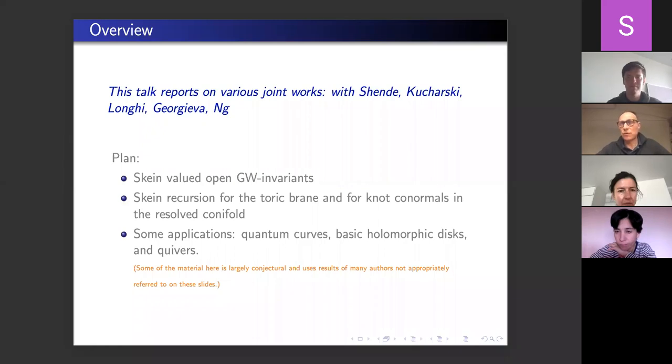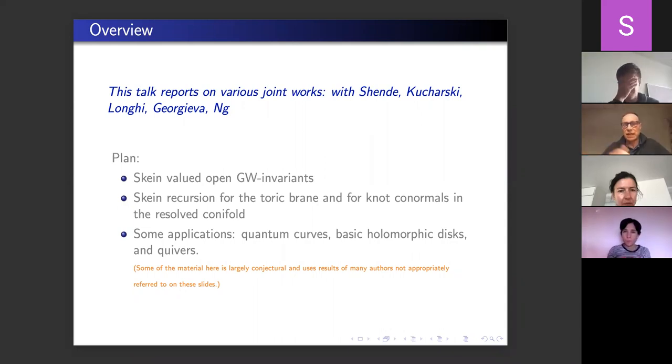What I first want to do is talk about how to count open holomorphic curves, and then they're counted in the Skein module of a Lagrangian three manifold. I'm going to try and explain why that is and how it works, and also how that leads to rather simple calculations, simpler and more complete than the standard calculations. And then from there, it also tells us how these holomorphic curve counts are organized.